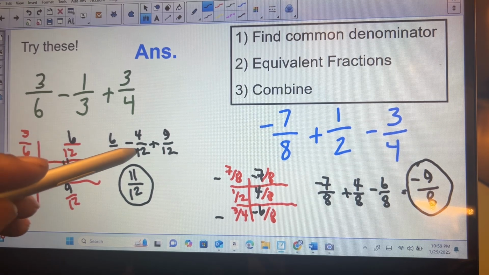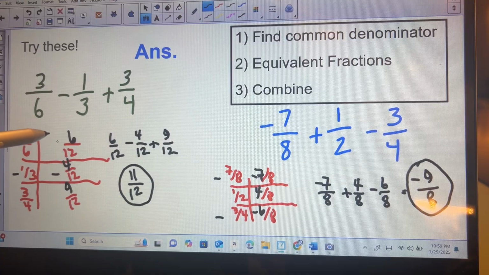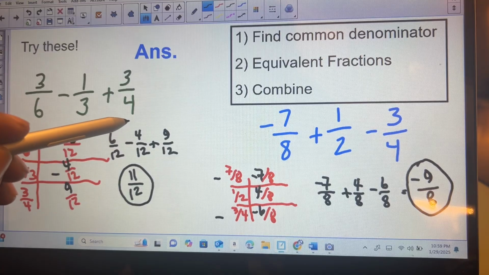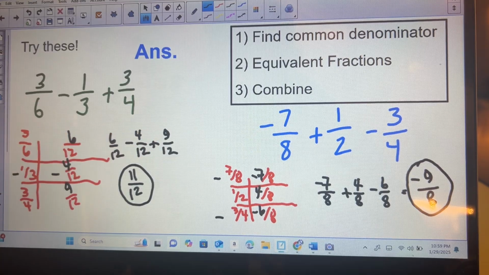So now that we have the same denominator, we can take 6/12 minus 4/12 plus 9/12. 6/12 minus 4/12 is 2/12. 2/12 plus 9/12 is 11/12.